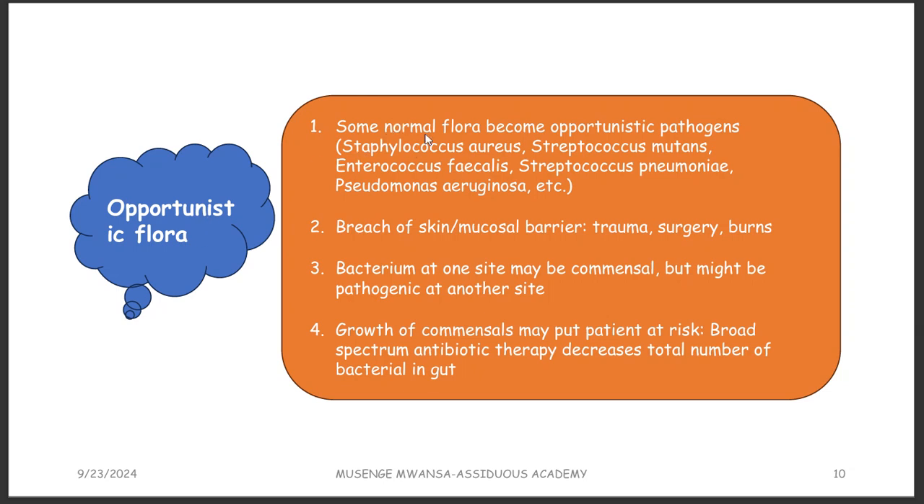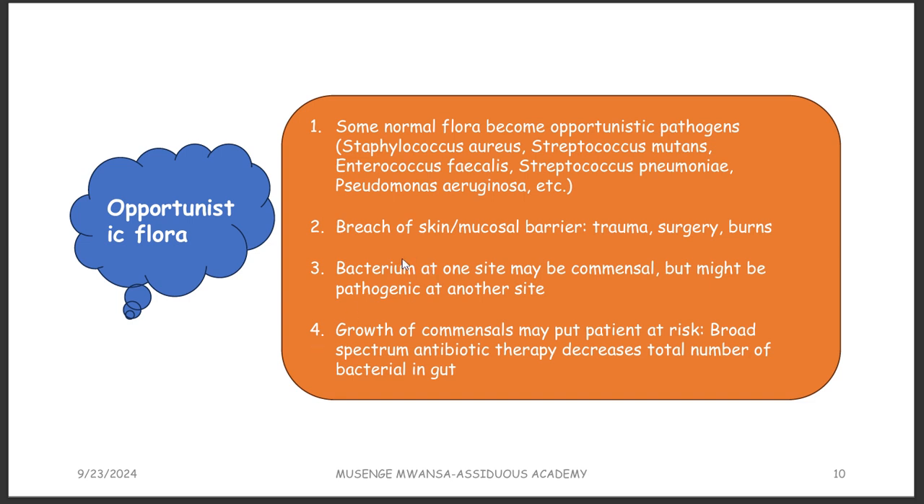Opportunistic flora, these guys can cause infection sometimes when the conditions become favorable or when they are moved from their actual location. For example, Staphylococcus aureus, Streptococcus mutans, Enterococcus faecalis, Streptococcus pneumoniae, Pseudomonas aeruginosa. And another thing is they can breach skin or mucosa. Not them really making breaks, but if there's a break in the skin, like after surgery or an accident or a burn, they can now enter the body and they can result in something very, very bad.